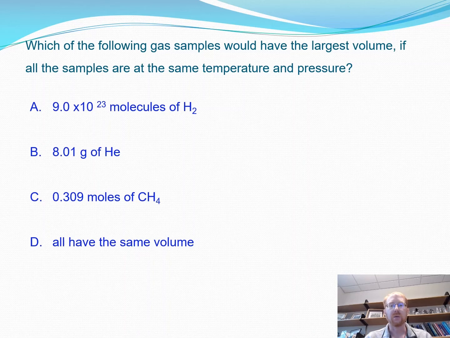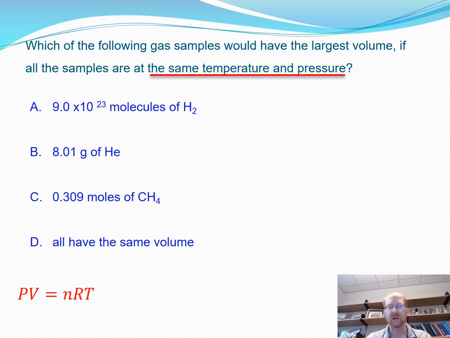All right, so let's look at first off what's being held constant. We're looking at the same temperature and pressure. So if I take my ideal gas law again, PV equals nRT, temperature is the same, pressure is the same, R is a constant, that's always going to be the same. So what I'm really looking at here is the relationship between volume and number of moles. And if I look at that, they're on opposite sides of the equal sign. So that simply means as the volume goes up, so does the number of moles.